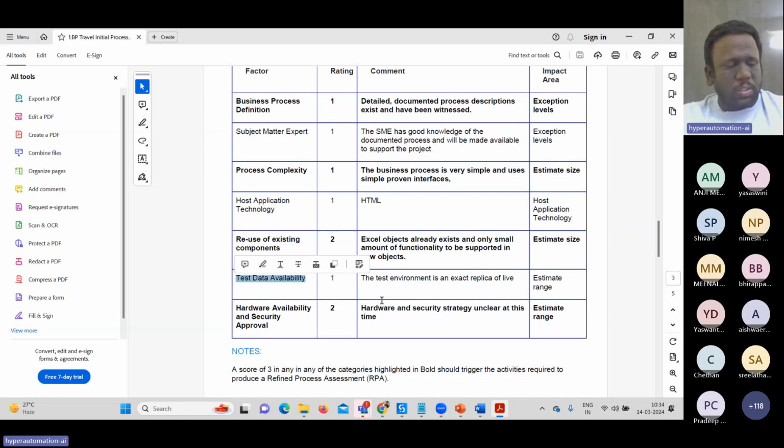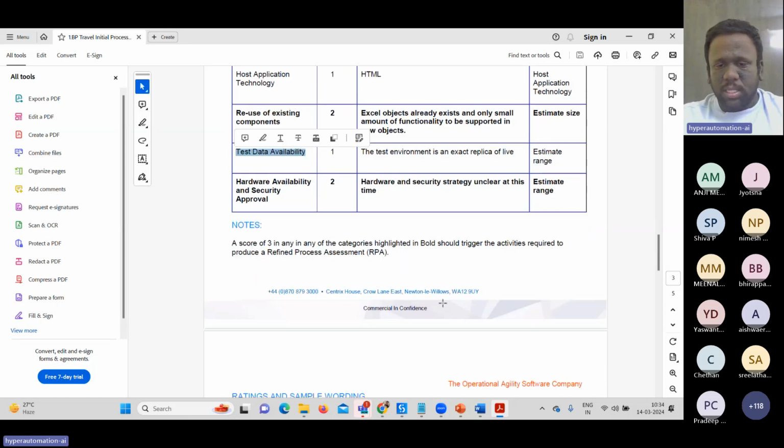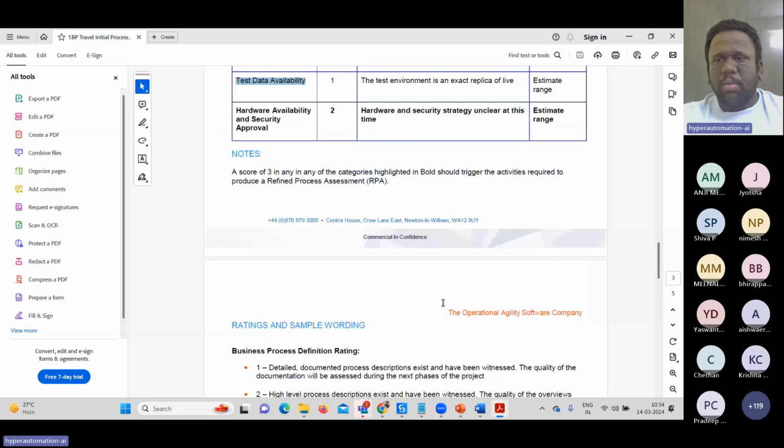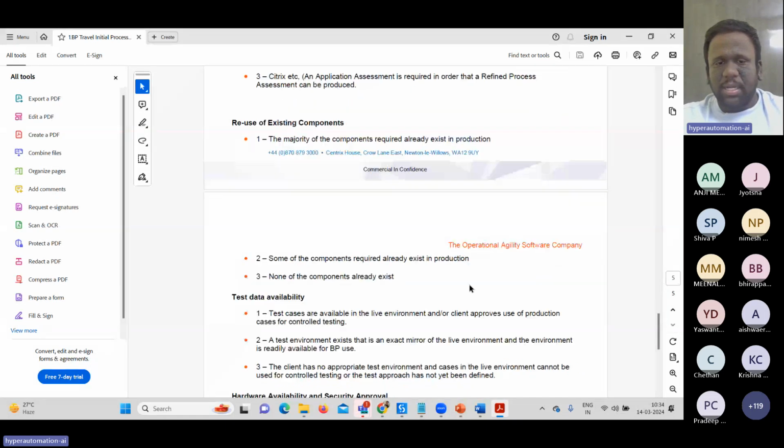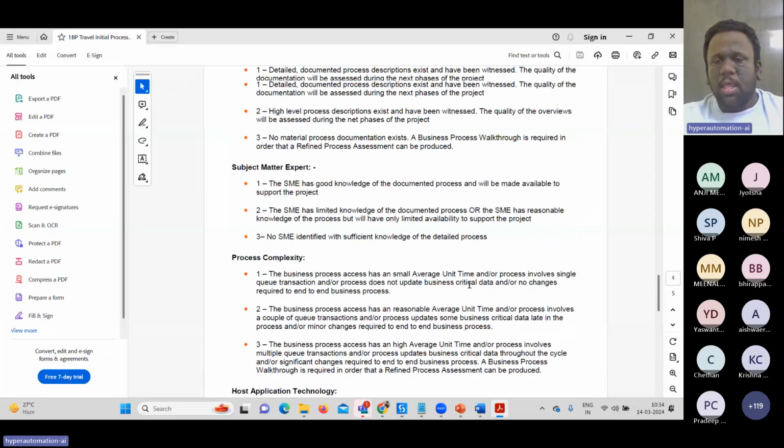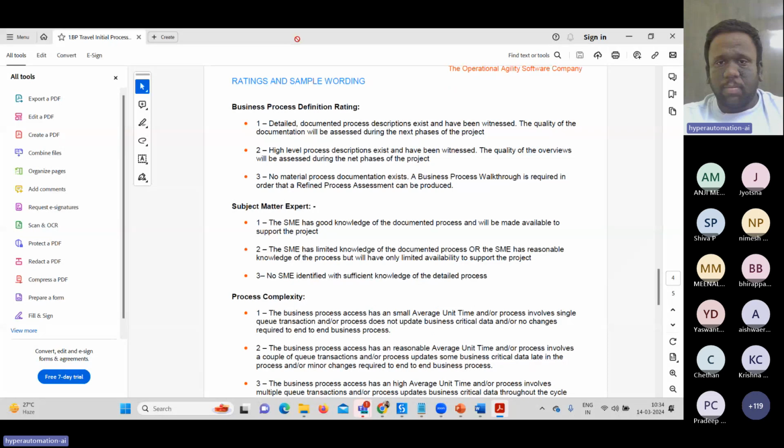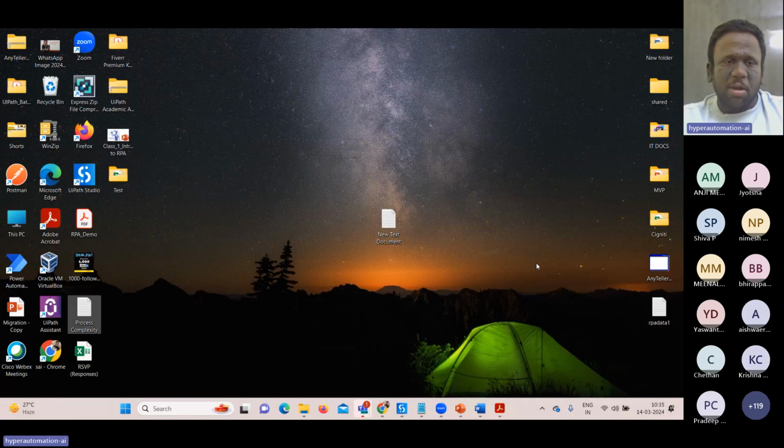So these were the different factors which will help us in understanding all these things. I'll share this particular document where you can read the terms related to the documentation for the particular process. And I'll also showcase something related to the PDD document.